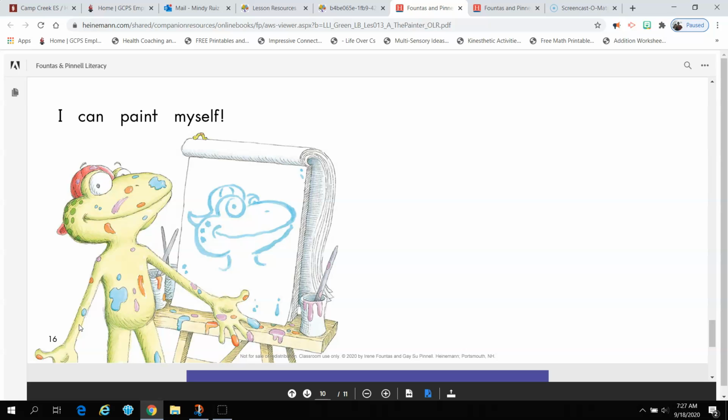Now, who is telling this story? On each page, we hear the word I. Who is I? I hope you said Froggy. Froggy is the one telling the story. On each page he says I and tells you what he's painting.